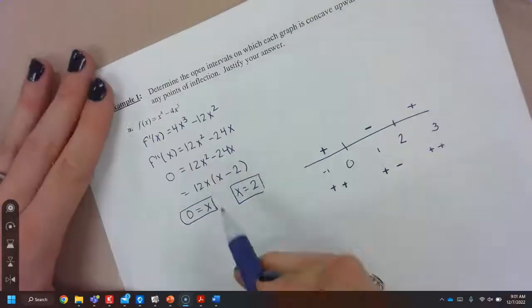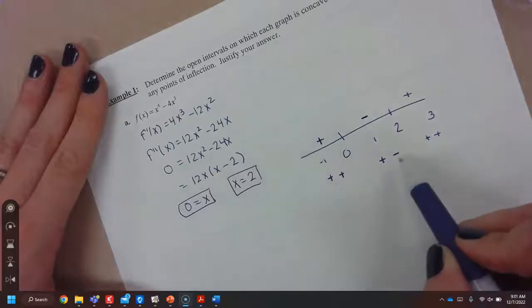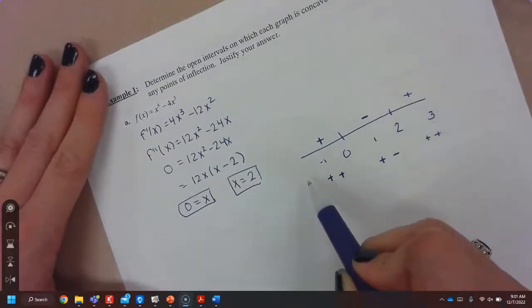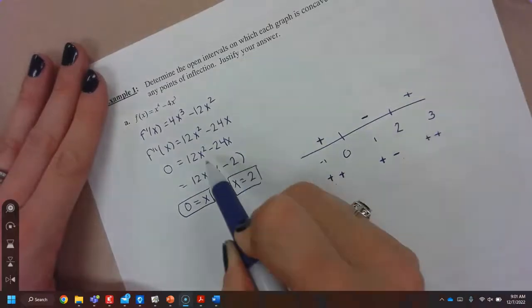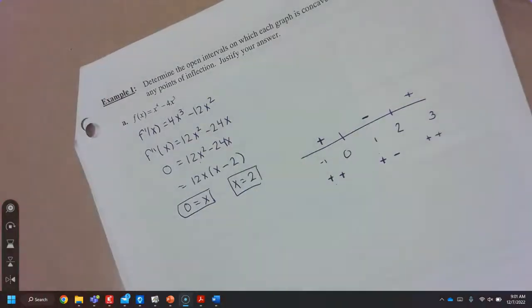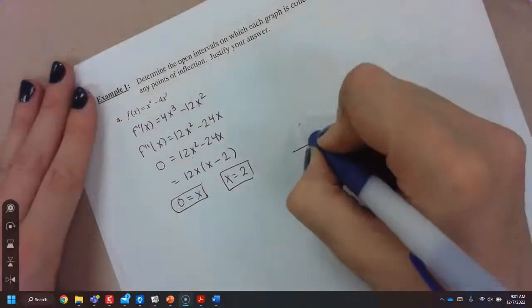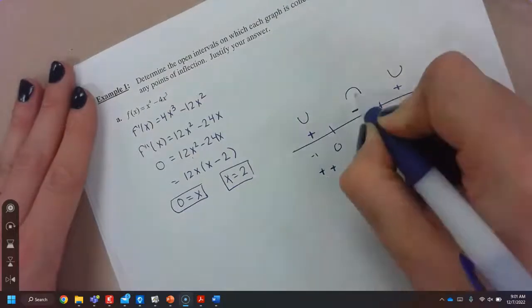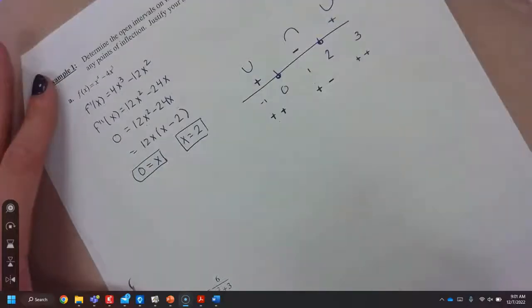When I plugged into my factored form, that's why I have the double pluses or minuses. Actually, I plugged -1 in here because I knew it would be squared and positive, but the other two I plugged into factored form, just trying to make my math easier. So it goes positive, negative, positive. So up, down, up, which means 0 and 2 are points of inflection.